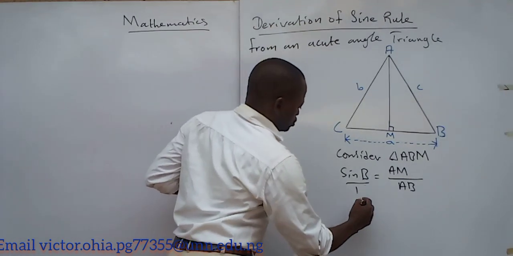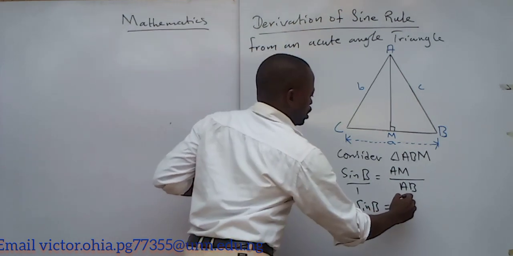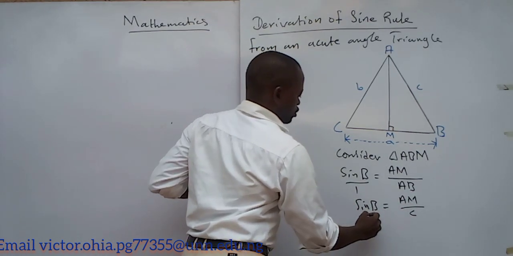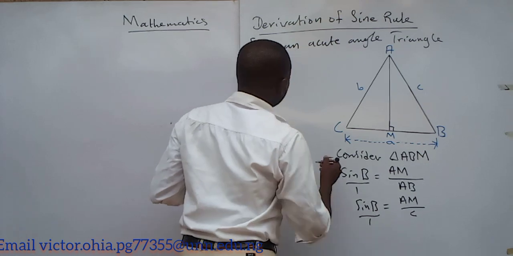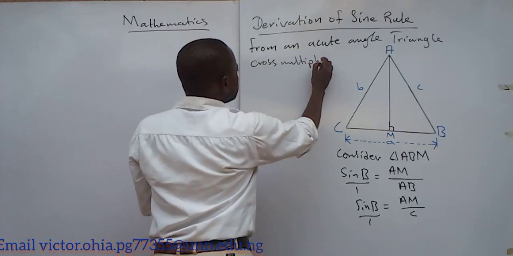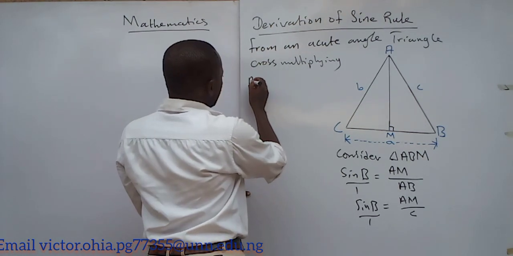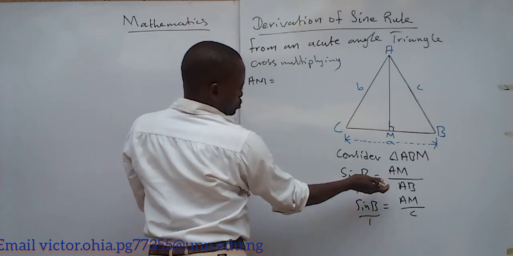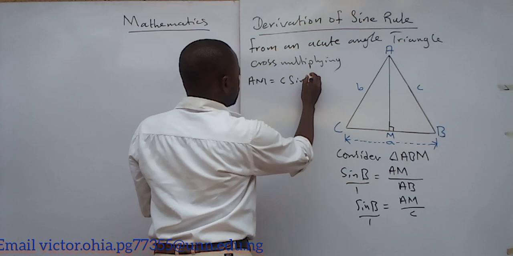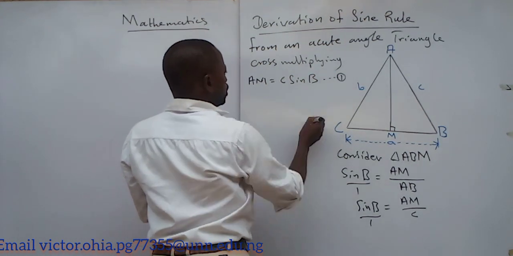Now this sine B is equal to AM over C. Now if I cross multiply, you realize that AM is equal to, this times this, little c sine capital B. I can call this equation 1.